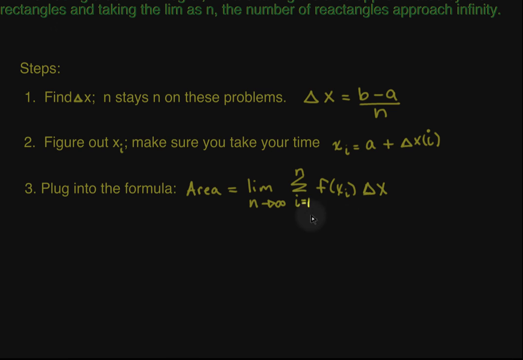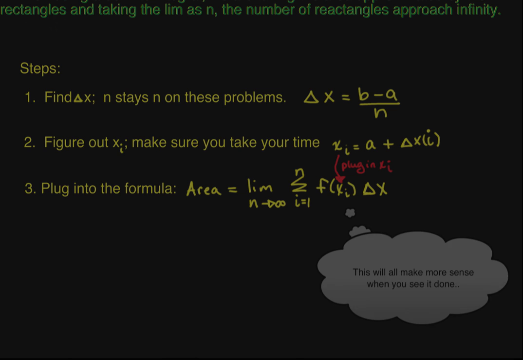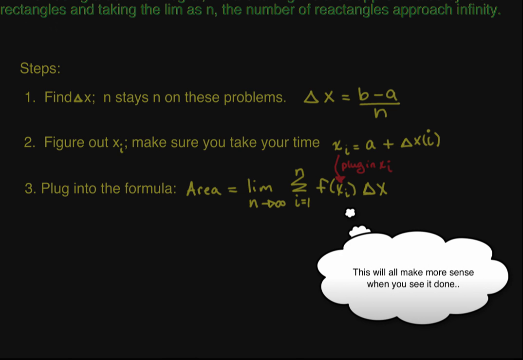Next thing we do is use this formula for the limit of the summation of f of xi times delta x. What you're going to do is plug in that xi you just calculated for every x of your function. After you do that, you're going to multiply by delta x, and I want you to recognize that delta x is being plugged into steps 2 and 3.